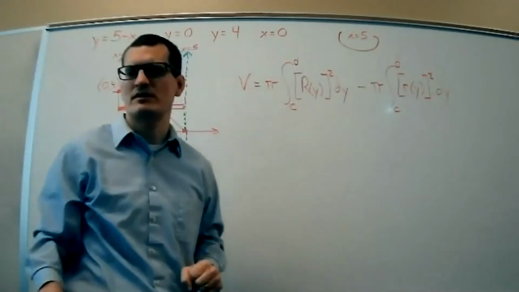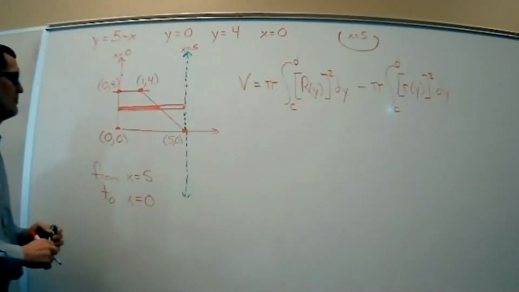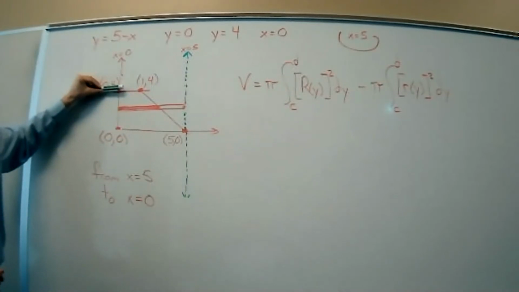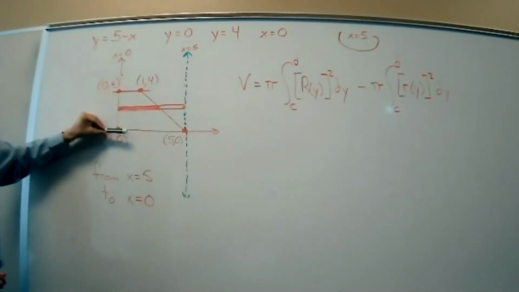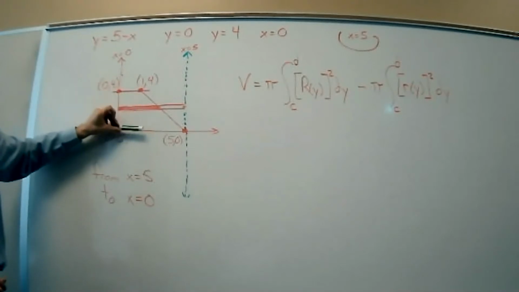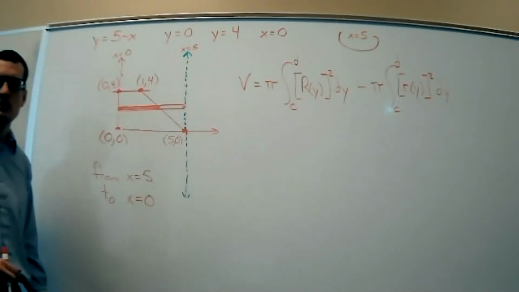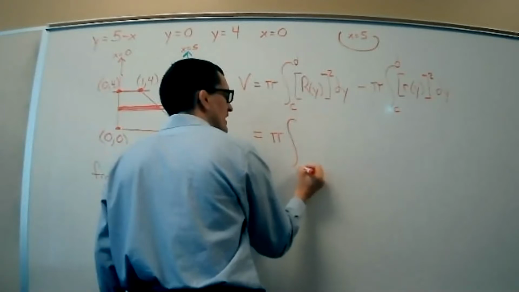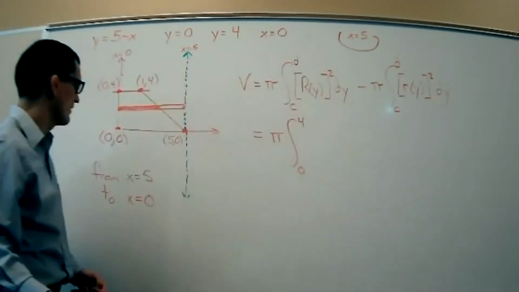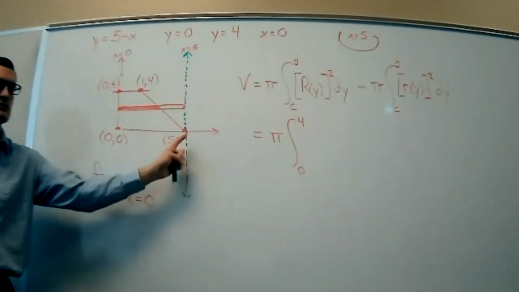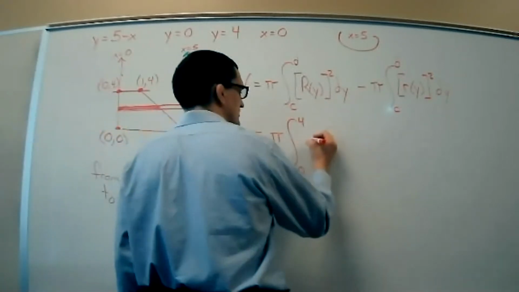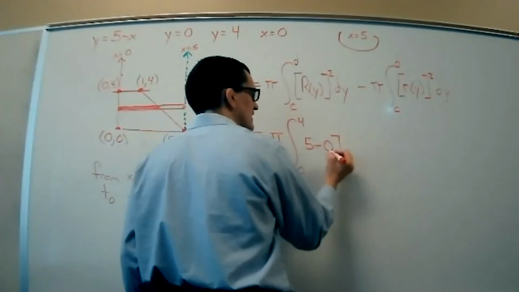Oh, you know what? I should have done one thing first. Let me do the bounds first. I apologize. With respect to y, the bounds go from 0 to 4. Those rectangles are going to go all the way from y values of 0 to y values of 4. So when we calculate the value, we're going to be integrating from 0 to 4. Now, bigger radius goes from x equals 5 to x equals 0. So we go 5 minus 0 as the big radius.